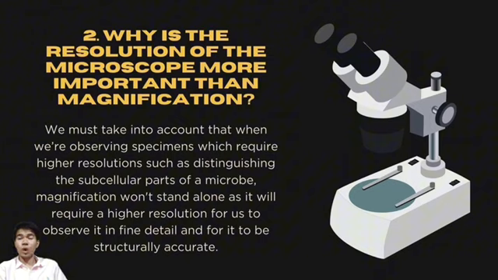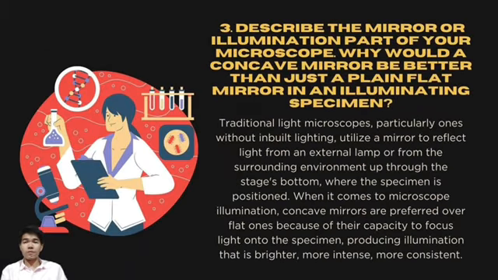By the definition of magnification, we're just zooming in on the objects that we would like to see because they cannot be seen by the naked eye. But if the magnification is higher but the resolution is lower, then it will produce a blurred image. So magnification won't stand by itself. For the third and last question, describe the mirror or illumination part of your microscope. Why would a concave mirror be better than just a plain flat mirror in illuminating a specimen?